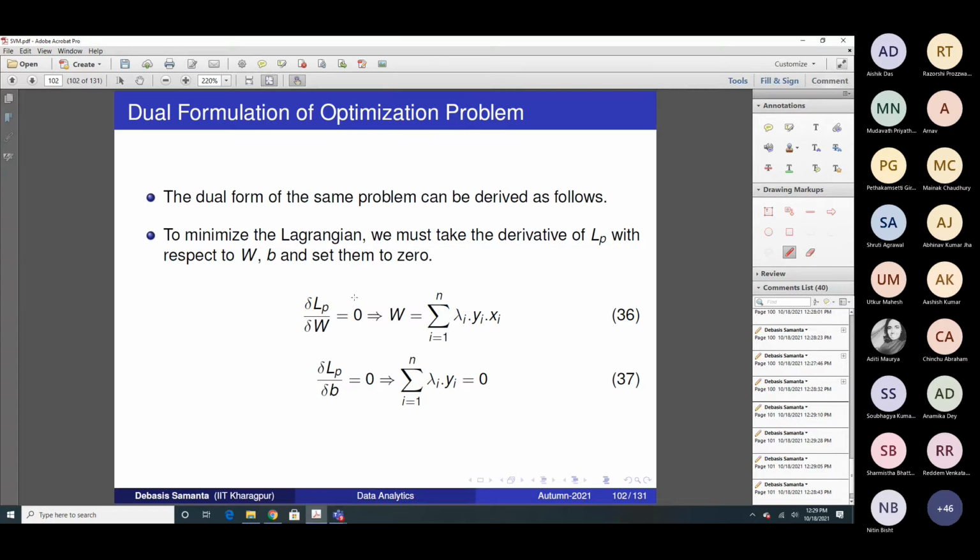Now one condition is the first order derivative with respect to the unknowns, where one unknown is W and another unknown is B. You already know this is the KKT condition that is required to solve the Lagrangian problem that we have already seen. Taking this into account, it will give you one expression: W equals summation over i equals 1 to n of lambda i dot yi dot xi. Here lambda i is a constant, yi is either plus 1 or minus 1, and xi is a vector.